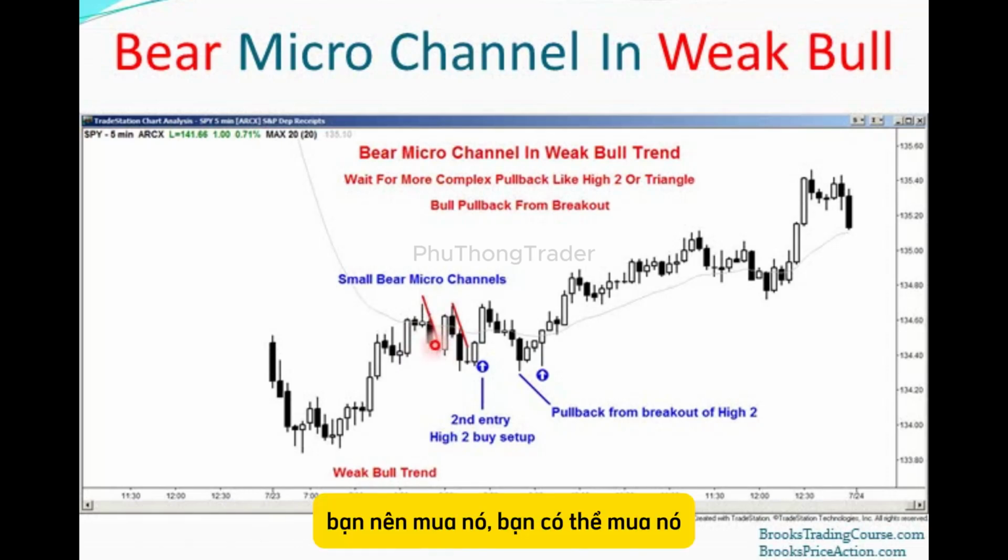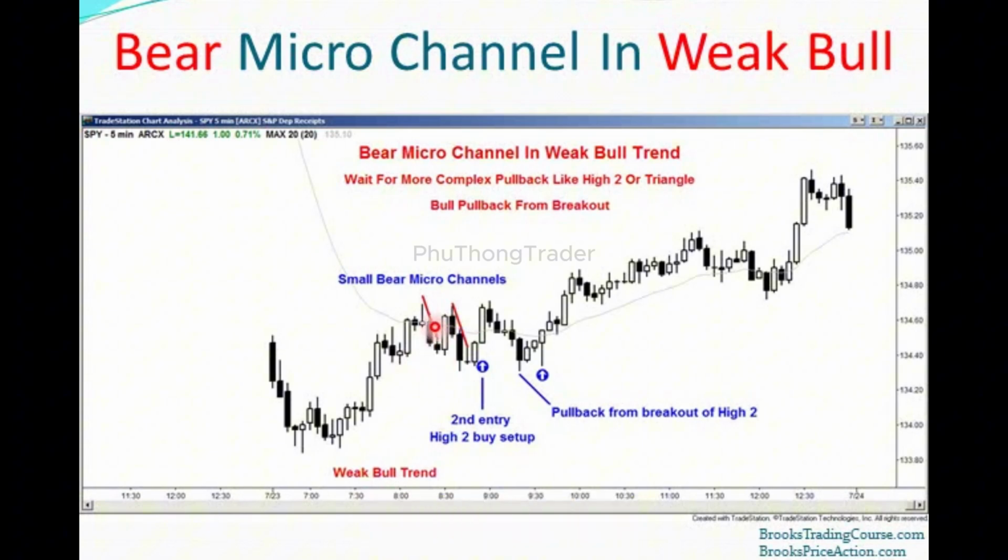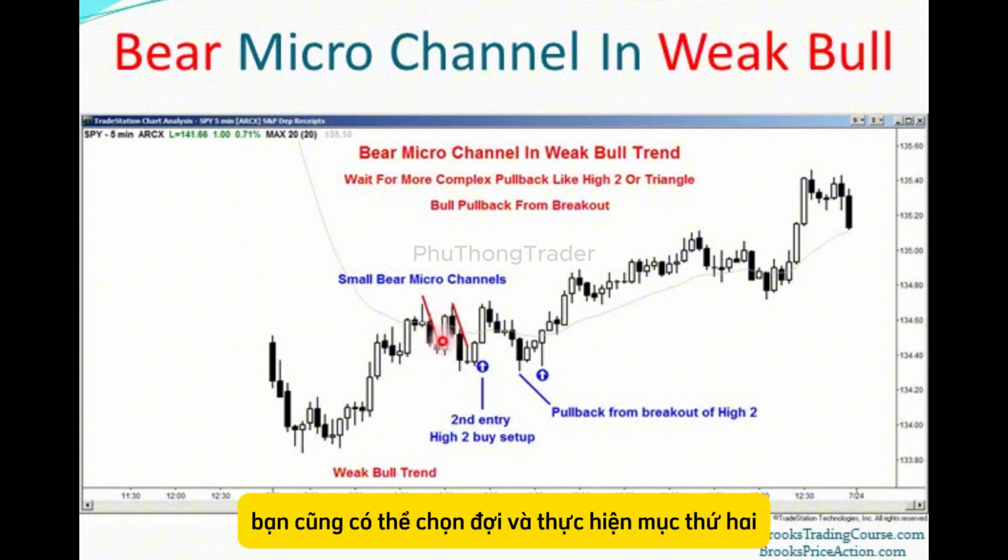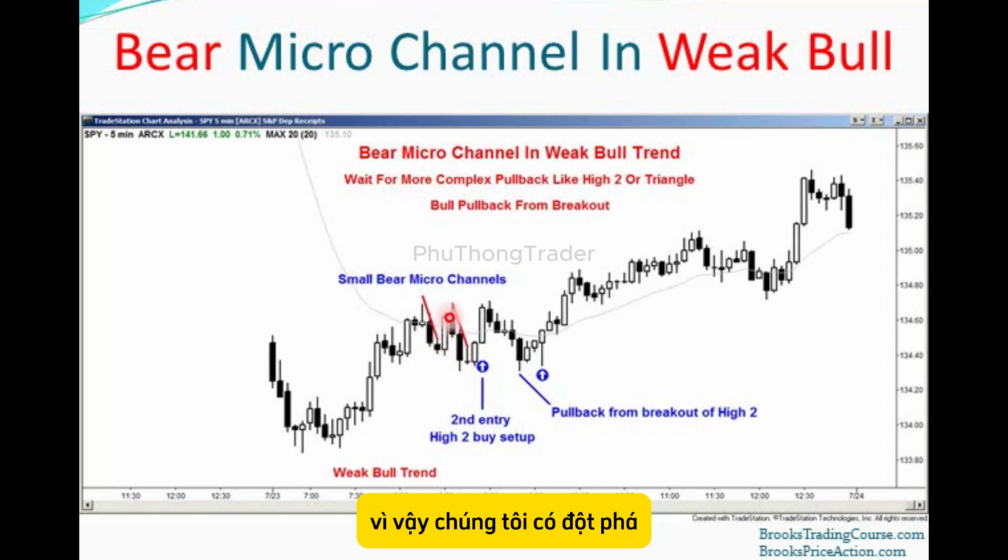Should you buy it? You might be able to buy it on the basis of it being a double bottom for a scalp. You could also choose to wait and take the second entry. So we have the breakout, we have a pullback, and a second entry. You could buy above the high of this doji bar.